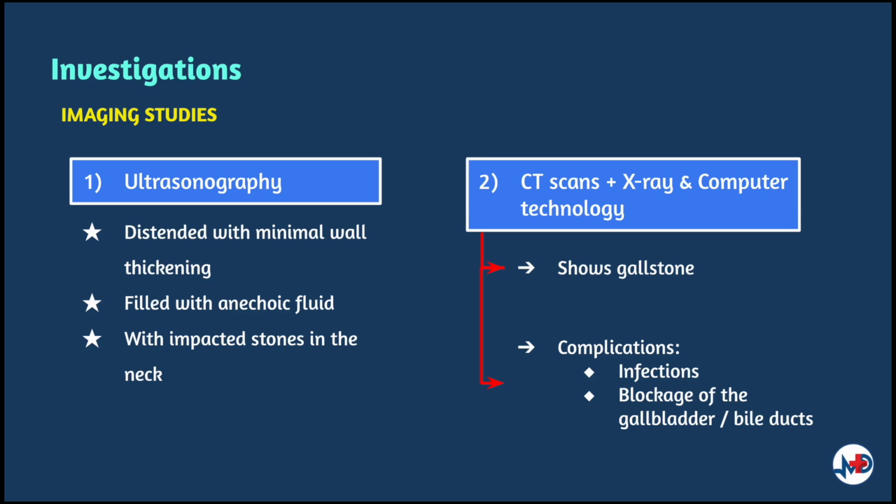CT scans, on the other hand, are used to look at equivocal findings on ultrasound. So if the findings are absolutely normal on ultrasonography, however, clinically it is pointing towards a gallbladder disease, CT scans are more defined in looking at the possible level or area of obstruction. It is clear to show the gallstones as well as any complications present, such as infections, or blockage of the gallbladder or the bile ducts.